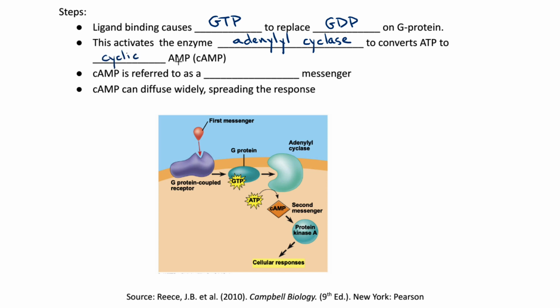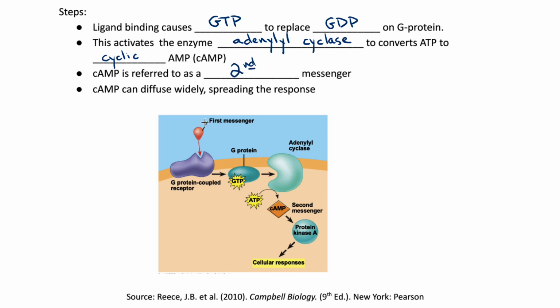AMP, AMP being adenosine monophosphate. So cyclic AMP is abbreviated like this, small c AMP, and it's got a ring structure in it. That's why it's cyclic, and that's why this enzyme is called adenylyl cyclase. Cyclic AMP then is a second messenger.